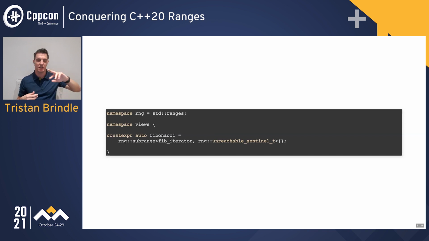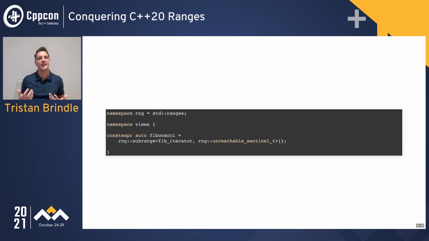So subrange is a type that's in C++20. It's basically a wrapper around an iterator and a sentinel. And in this case, our iterator type is our nice fib iterator, and our sentinel is this special magic thing called unreachable sentinel. I talked about this in the 2019 talk, showed how you can use this in some cases. If you're very careful, you can use it as an optimization.